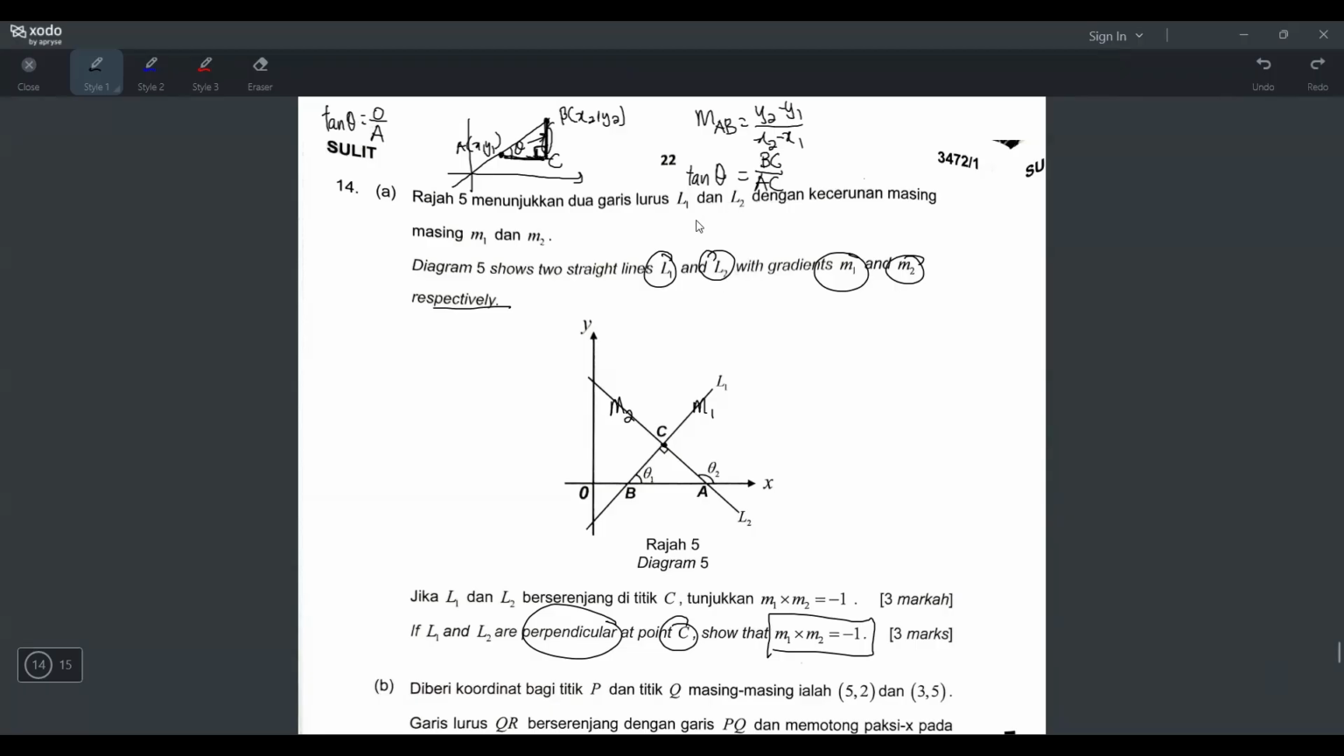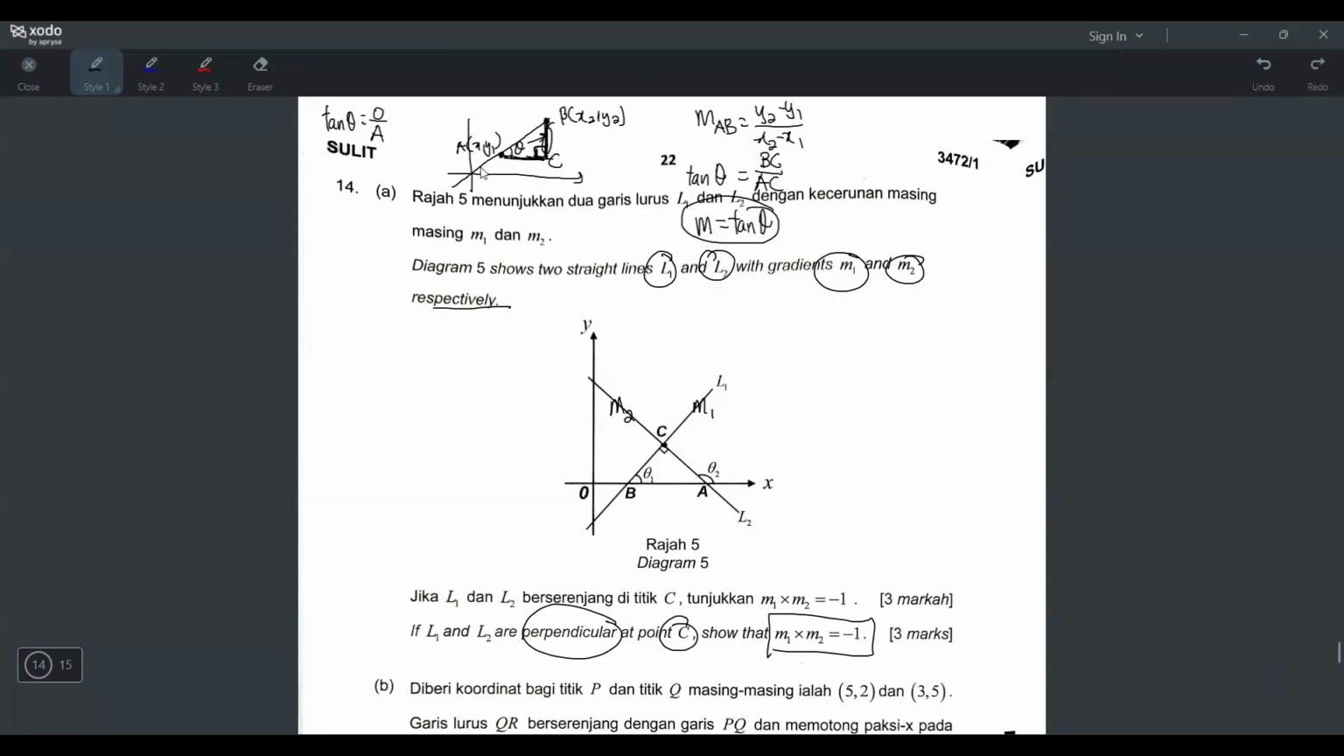In other words, the gradient is actually tangent theta. Yes, the gradient of AB is actually tangent theta, and theta will be the angle of the line with the x-axis.